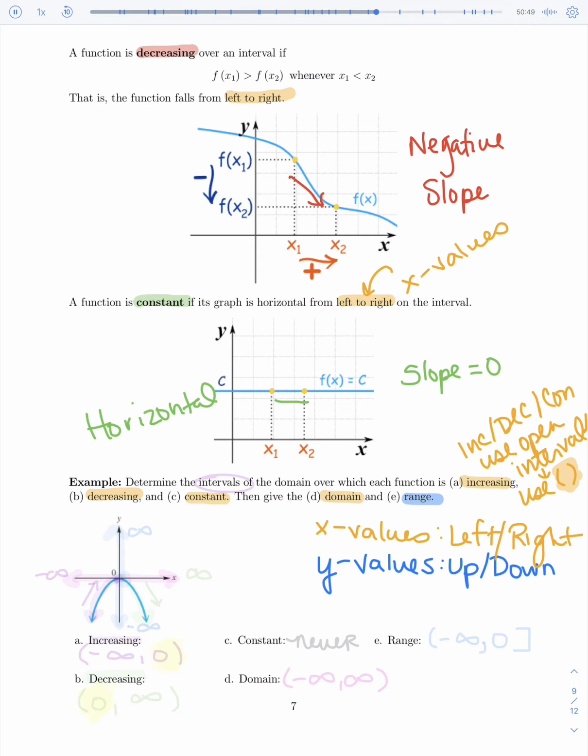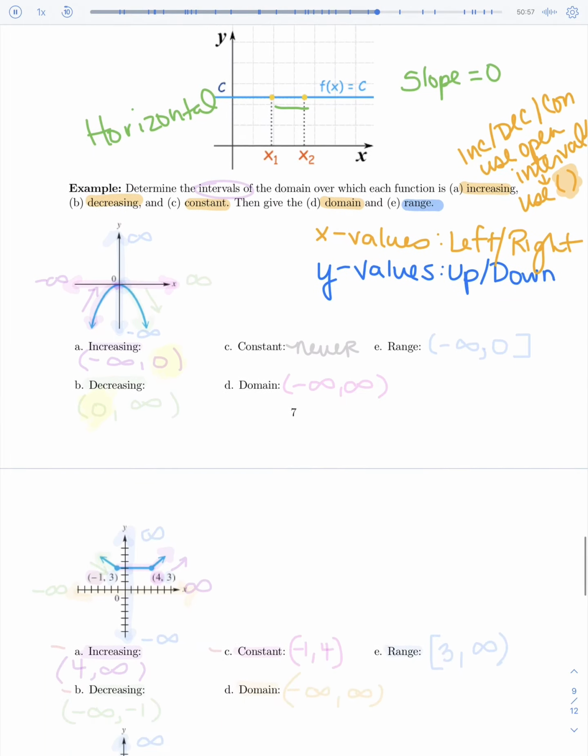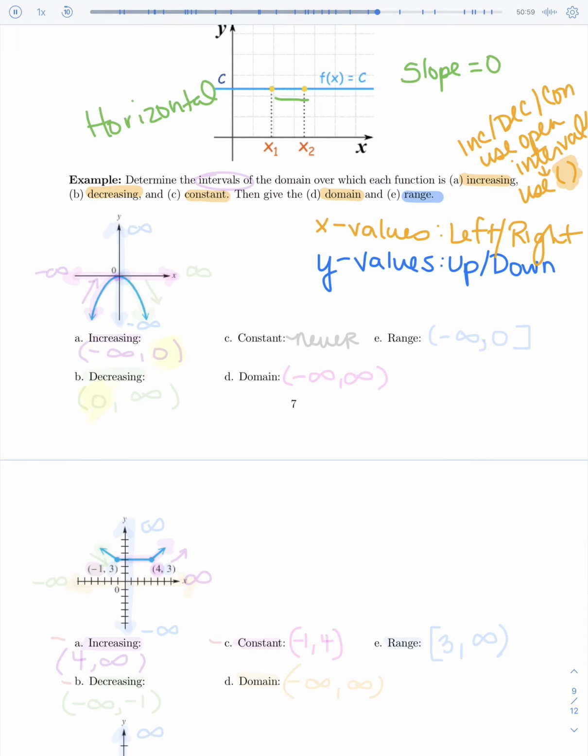So let's take a look at a couple of examples. Let's start out with this first example problem that looks like a parabola pointing downward. And we'll talk about when this function is increasing, when it is decreasing, and when it is constant, and what its domain and range are. So let's talk about one thing at a time. Let's talk about increasing and decreasing.